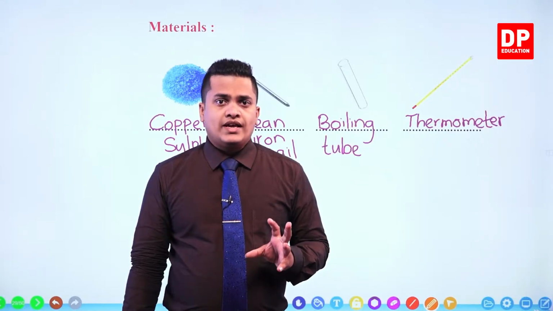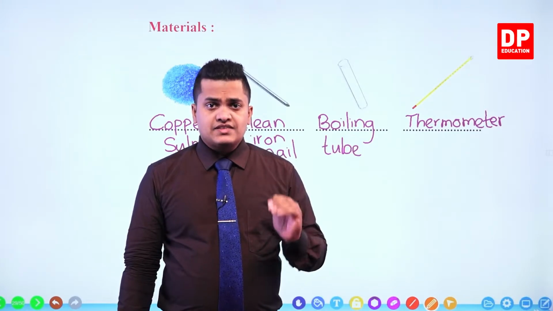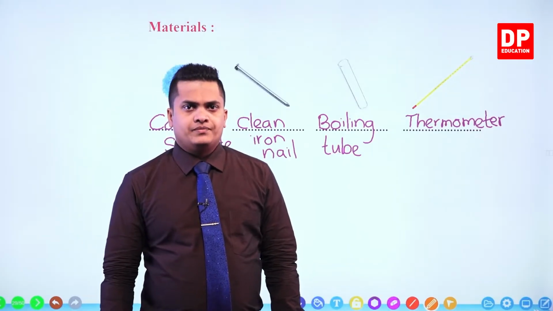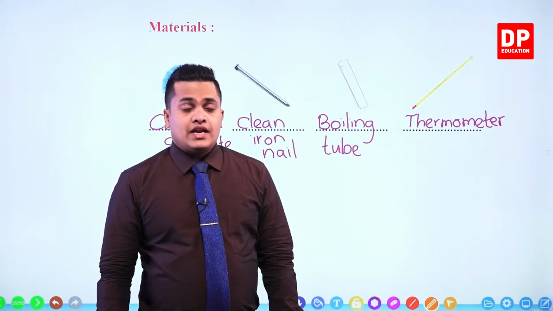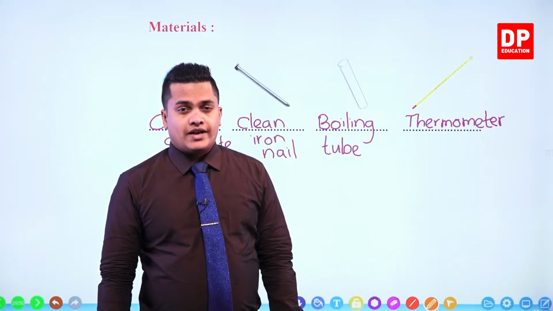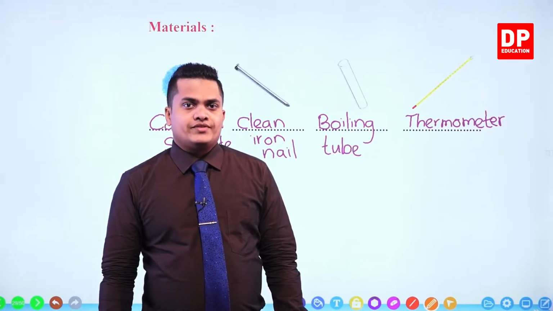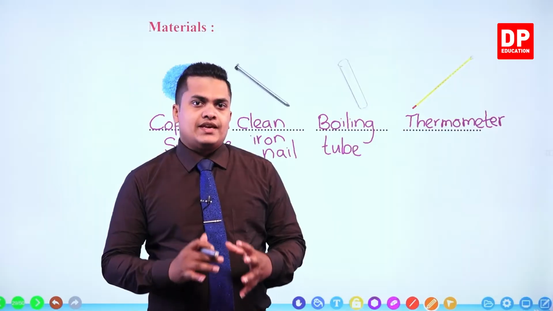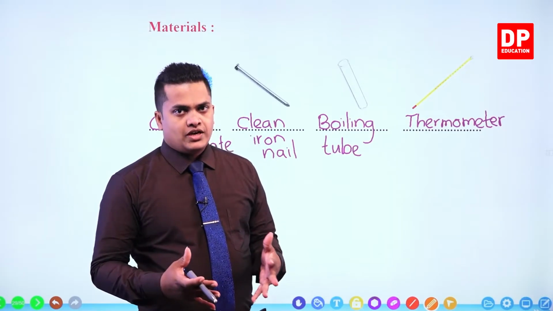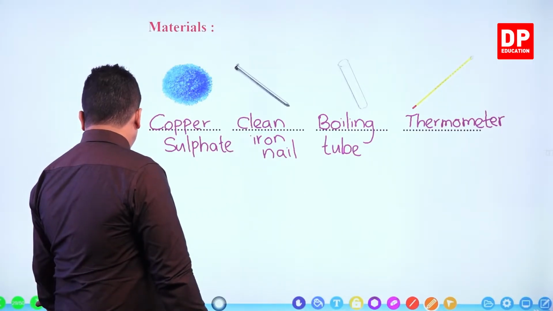Then I'm going to check what has happened with the surface of the iron nail. Are there any different substances formed here? Then after that, I'm going to insert the thermometer once again into the system and check the final temperature. So those are the observations that you need to take during this experiment. Before we make our observations, let's write down the method of doing the experiment.